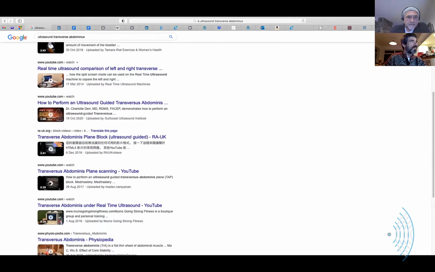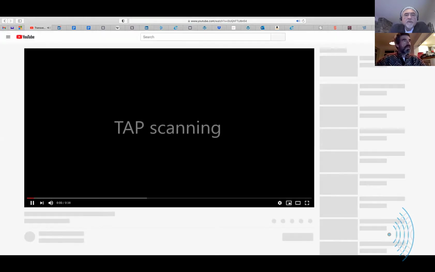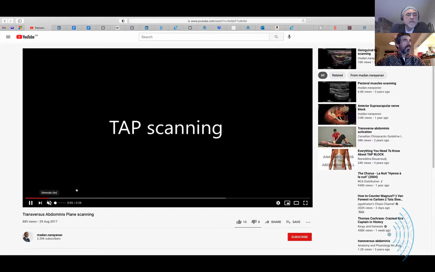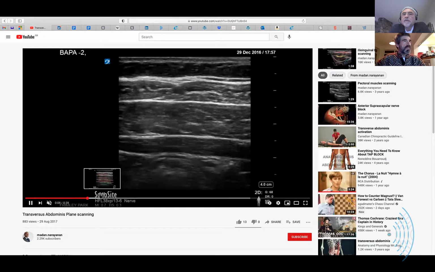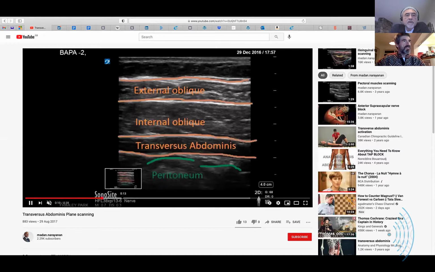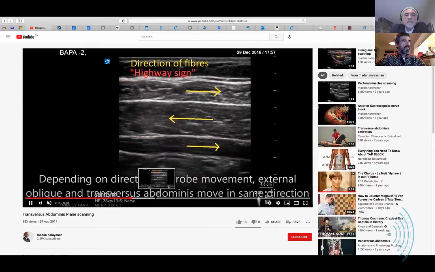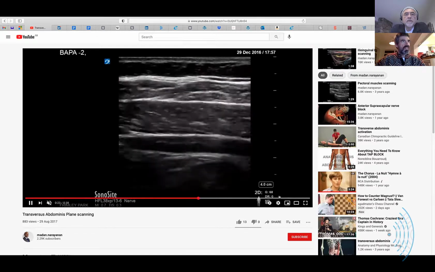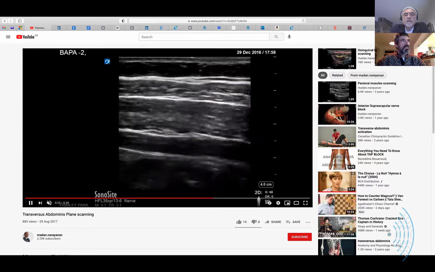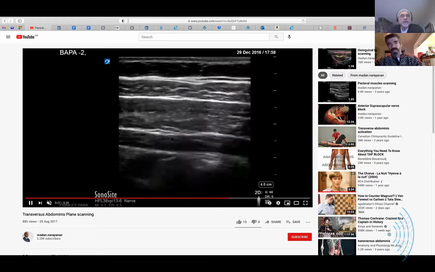Where is it? I was hoping someone would have a nice video on there of transversus abdominis. Scanning. This is all stuff you're very familiar with. I'm hoping somewhere in the video they've got a picture of it at the end. No, they haven't. Okay, are you familiar with transverse abdominis?